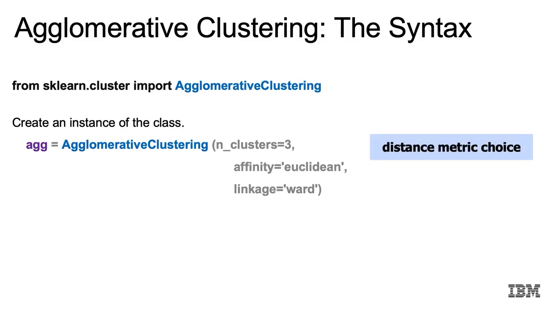We can choose the number of clusters here. We set the number of clusters equal to 3 so that it'll keep building up until we get to 3 clusters. We then have the option to choose our distance metric, and here you see we chose Euclidean. Affinity equals Euclidean. We use the Euclidean distance. And we can also define what our linkage will be.